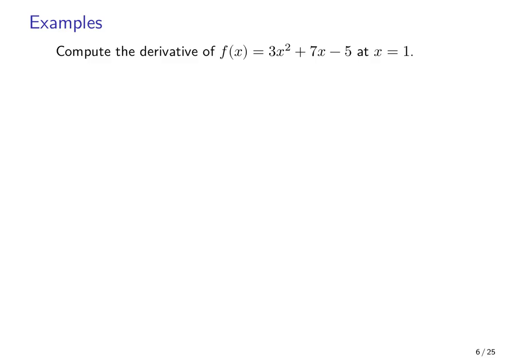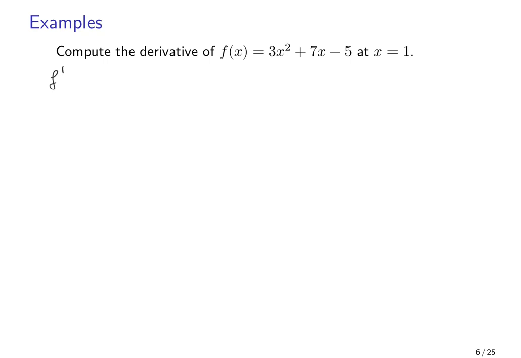Now let's compute our first derivative. So here you have a function 3x squared plus 7x minus 5, and you're asked to compute the derivative at x is equal to 1. At the end of this lecture, we will do this in one step. But for now, what we have at our disposal is the limit definition, so let's use that to compute our derivative.